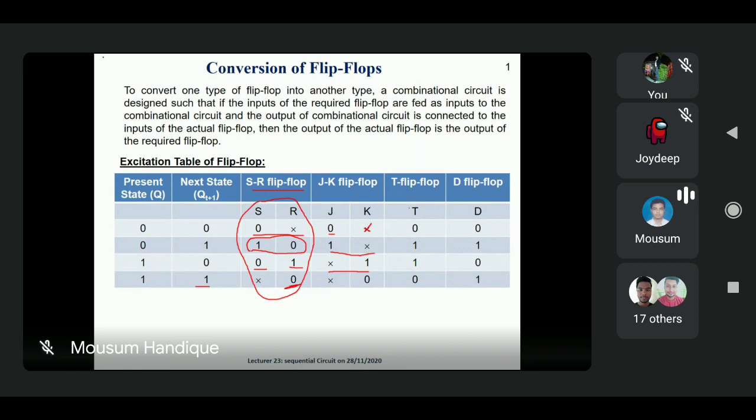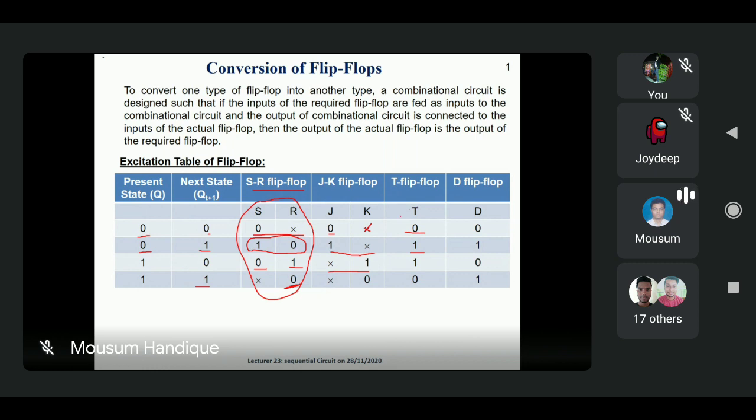But see here, the T flip-flop has only a single input. When present state is 0 and next state is 0, the T value is 0. When present state is 0 and next state is 1, the T value is 1. This way we can find the T value and D value based on the excitation table.